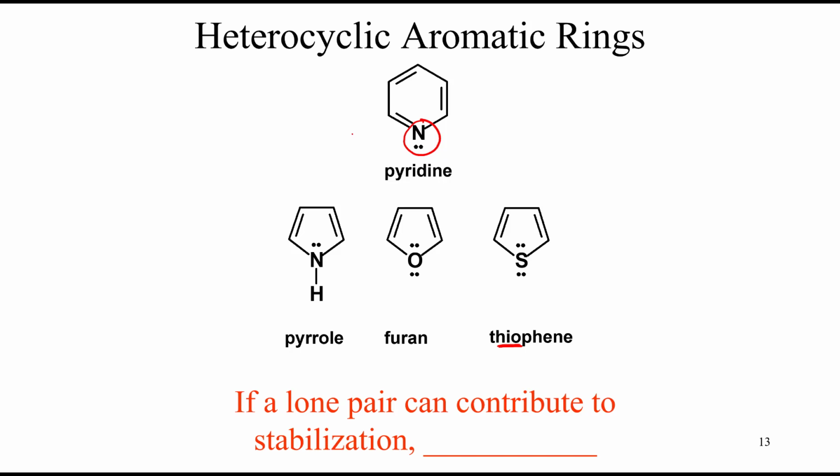So we have pyridine. This is an aromatic heterocycle. It has 1, 2, 3 pairs of electrons. It's continuously conjugated. It has the same structure as benzene. But then the question is, does the lone pair participate?